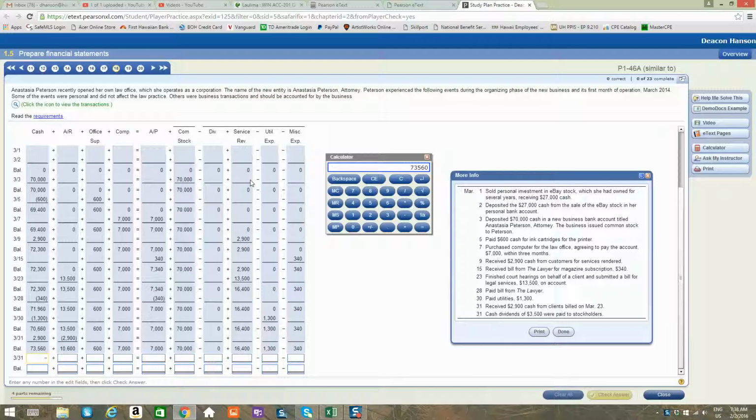3,500 from cash. Okay, so that should leave us with 70,060. Okay. And then we're going to increase our dividend, which has a decreasing, see that negative effect. So as we increase the dividend by 3,500, we actually have a decreasing effect on the total right side of the equation. Okay, and then we can drop our balances back down.